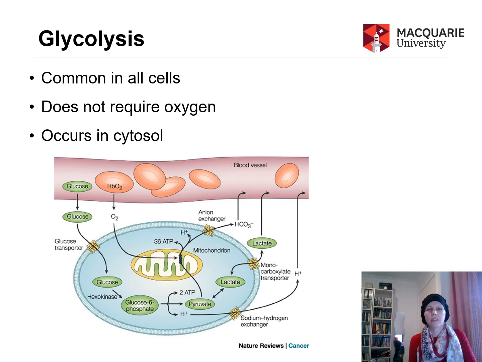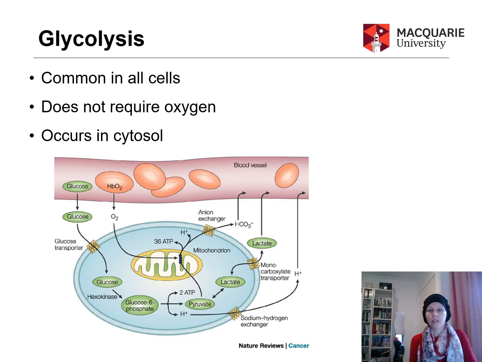So glycolysis is common in all cells. Any cell can carry out glycolysis, and importantly, it does not require oxygen, which means it can occur under anaerobic conditions, which is important. Now, the location of glycolysis is actually in the cytosol of the cell.